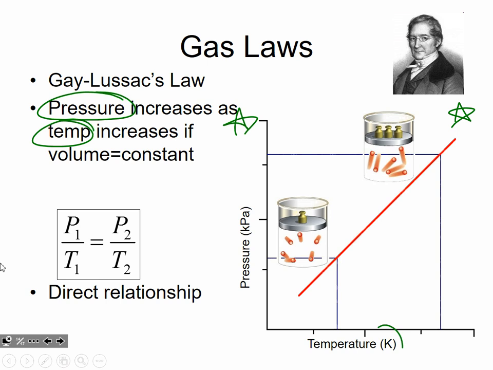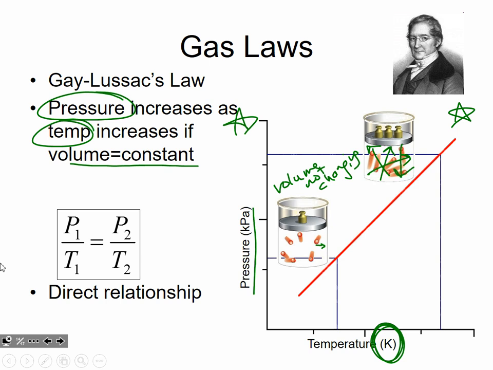We have temperature again in Kelvin on the x-axis and pressure on the y-axis. This one, our pressure is in kilopascals. If we're keeping volume the same, at a low temperature, our gas particles aren't moving very fast, so they're not going to collide with the walls very often or with much force. But as we increase the temperature, now the gas particles are moving very fast, and so they're going to be hitting the walls of the container very frequently and with a great deal of force. So our pressure is going to be going up.